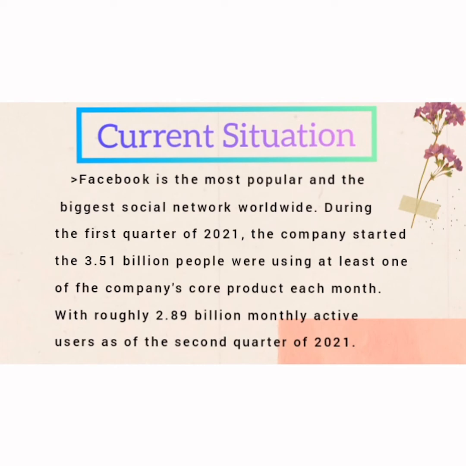Facebook is the most popular and the biggest social network worldwide. During the first quarter of 2021, the company stated that 3.51 billion people were using at least one of the company's core products each month, with roughly 2.89 billion monthly active users as of the second quarter of 2021.